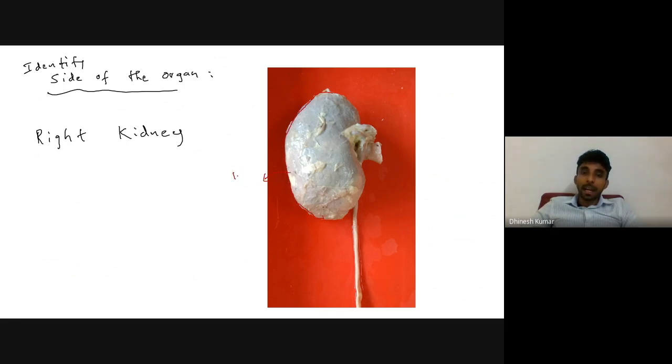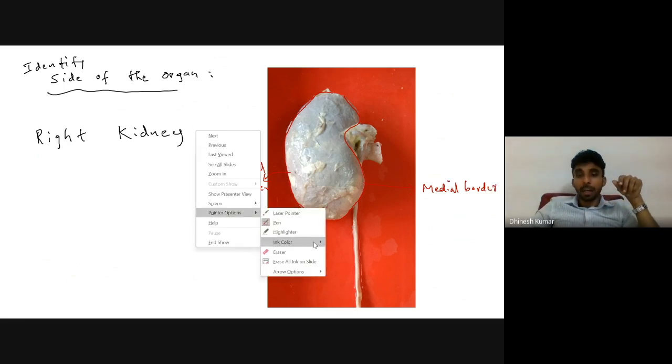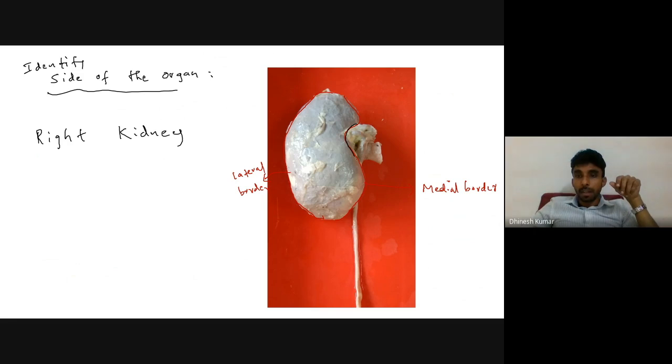This is the lateral border of the kidney, which is convex, and this is the medial border of the kidney, which is concave. The lateral border is convex, but the middle part of the medial border of the kidney will be concave, having a depression. What is that particular depressed part of the medial border called? The hilum of kidney, isn't it? So the hilum is facing medially. The hilum of the kidney is facing medially.